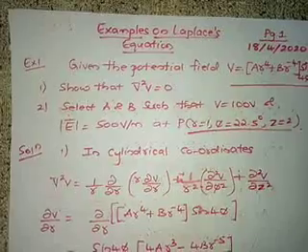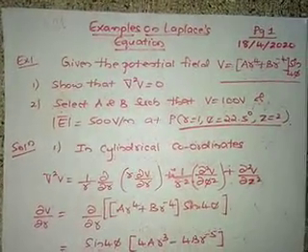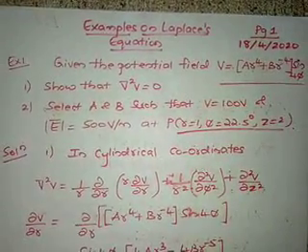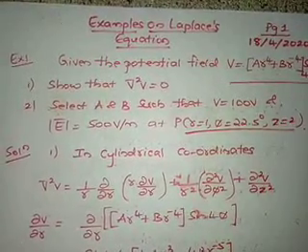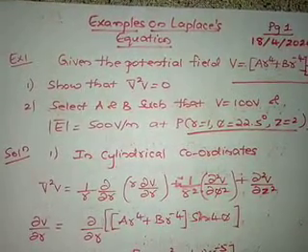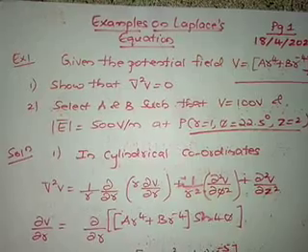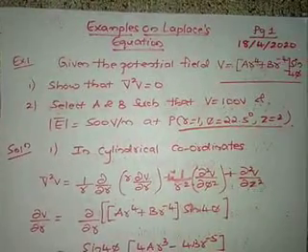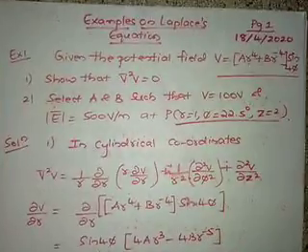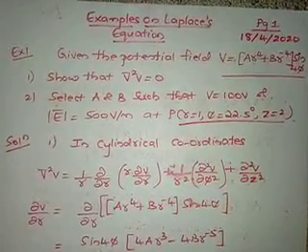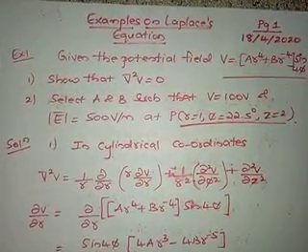Consider the first example. Given the potential field V is equal to AR raised to 4 plus BR raised to minus 4, sine 4 phi, show that del square V is equal to 0. First part of the problem. Second, select A and B such that V equal to 100 volt and E equal to 500 volt per meter at P of R equal to 1, phi is equal to 22.5 degree and Z equal to 2.